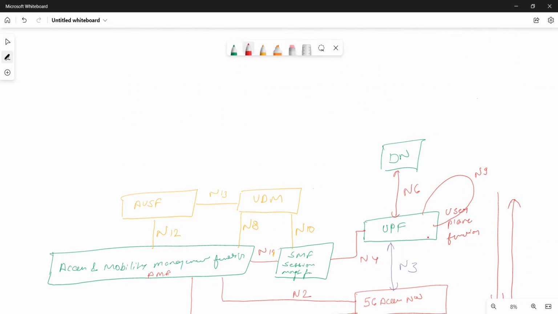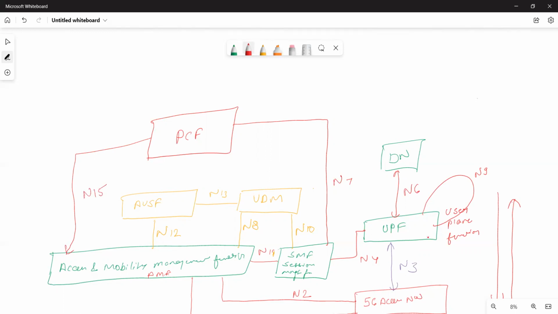So now we have PCF, that is your policy control function here, right? And PCF is connected to three things. First, I'm going to connect it via SMF here. SMF is connected via the N7 interface, and PCF is also connected to your AMF, right? And that is via your N15 interface. Okay, so now it further goes up.